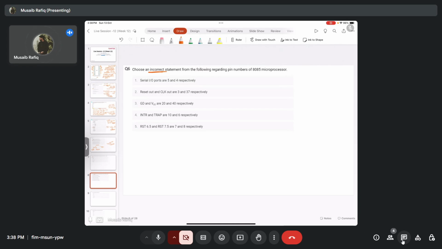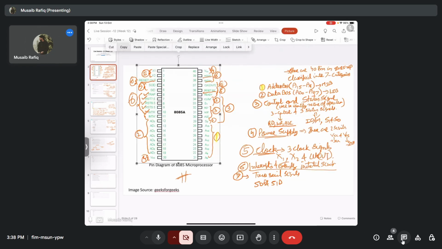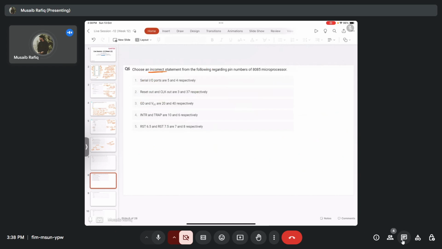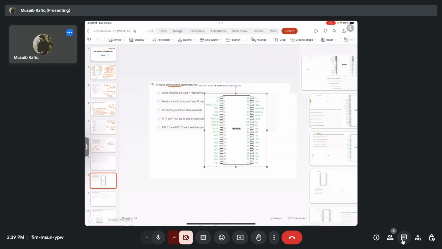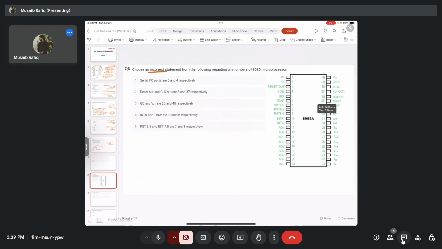So let's take a look at the pin diagram. Let's copy it, paste it here, and let's solve our question. So we have serial input and output ports at 5 and 4 respectively. So it's correct. Reset out and clock out are 3 and 37 respectively, correct. Ground and VCC are 20 and 40. VCC, I told you, is connected to plus 5 volt and VSS is connected to ground.